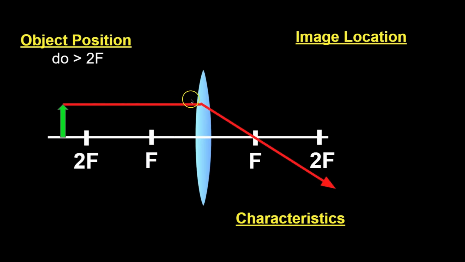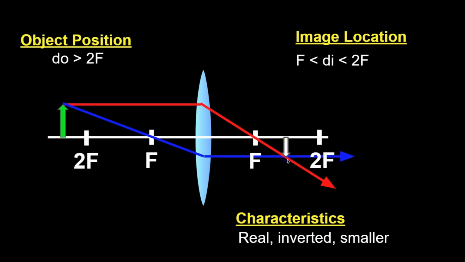We're going to first draw our red arrow, which is going to be an application of rule number 1, which states that a light beam that is parallel to the optical axis will refract through the focal point on the other side. And rule number 2 tells us that a light beam going through the focal point will refract and go parallel to the optical axis on the other side. Notice how these two light beams meet and they form an image here. And notice that this image is between the focal length and twice the focal length.